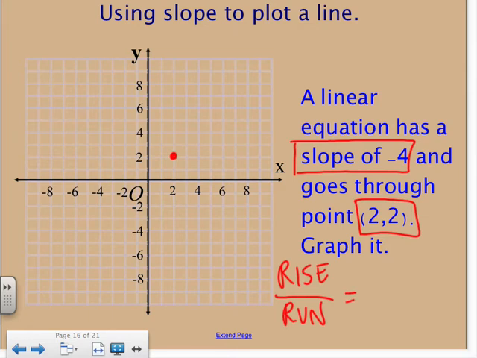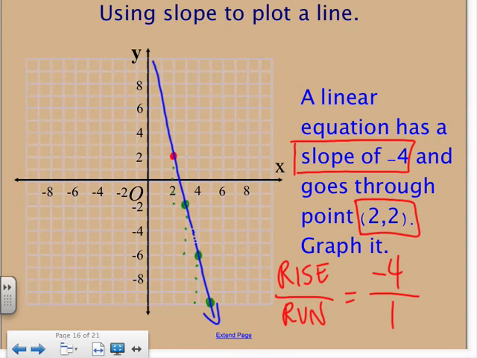It's a fraction. So -4 is -4 over 1. Remember that any whole number is over 1. And so it's telling me it's rising -4, so basically it's going down 4. 1, 2, 3, 4. And over 1 to get to the next point. Down 1, 2, 3, 4, and over 1. And there's another point. And you can keep going. You can go on forever, but you really, 2 is probably plenty. And connect the dots, and that's your line.